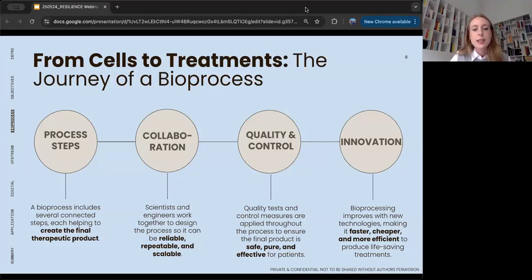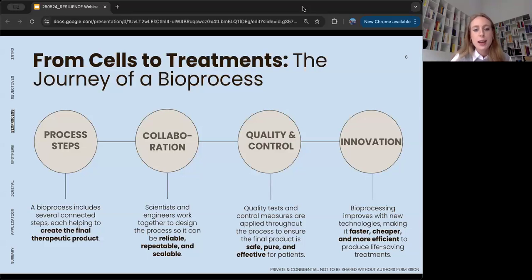Each of these stages plays a critical role and must be carefully managed to maintain the product's safety, quality, and effectiveness. Then we have collaboration, which is also vital. In a lot of cases, scientists and engineers work together to design and optimize these types of processes. So, for example, the scientists would focus on understanding the biology, while engineers develop systems and controls to make the processes reliable and scalable, which basically just means that it can be produced consistently in larger quantities without losing quality.